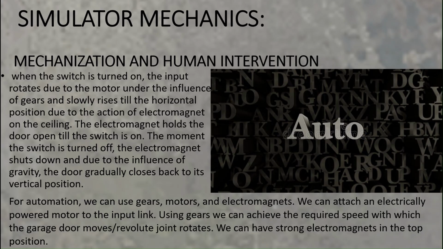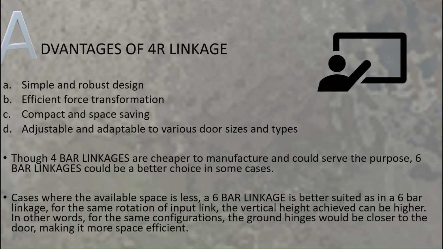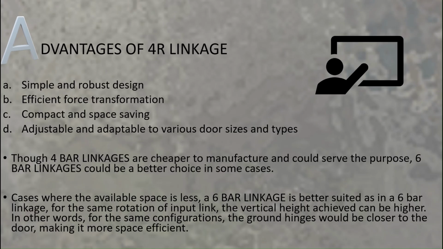Now, advantages of 4R linkage: simple and robust design, efficient force transformation, compact and space saving, adjustable and adaptable to various door sizes and types. Though 4R linkages are cheaper to manufacture and could serve the purpose, 6R linkages could be a better choice in some cases. Where the available space is less, a 6R linkage is better suited, as in a 6R linkage for the same rotation of input link, the vertical height achieved can be higher.